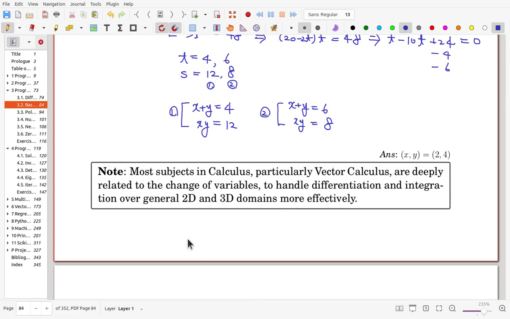Most subjects in calculus, particularly in vector calculus, are deeply related to the change of variables. With change of variables, you can handle differentiation and integration over higher dimensions more effectively. So you have to understand the change of variables quite deeply.